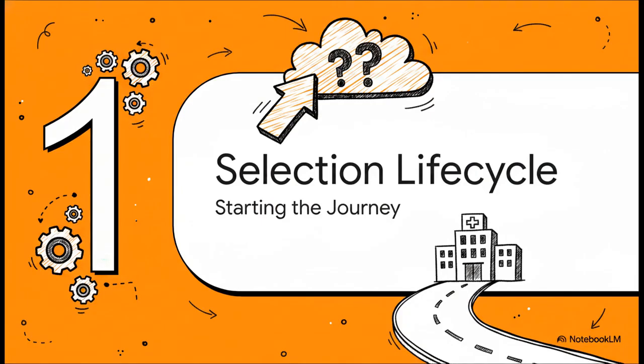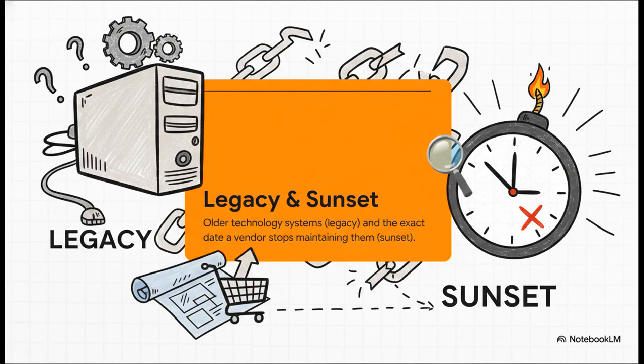Okay, starting with Section 1, the system selection lifecycle, starting the journey. So before we even think about looking at shiny new software, we really have to understand the catalyst for change here. Why do this at all? Well, it usually comes down to legacy systems and sunsets. See, most healthcare organizations out there are still relying on older technology, and those are our legacy systems. Replacements usually happen when these systems just stop meeting the organization's needs. Or honestly, worse, when you face a sunset. A sunset is literally the exact date a vendor just stops maintaining a system. Bam, done. That sets a serious ticking clock, right? It triggers an urgent, massive need to buy a replacement before your legacy system goes totally unsupported.